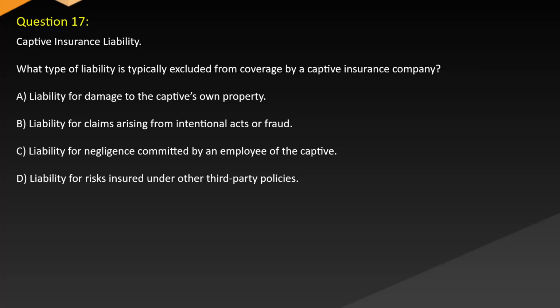Question 17. Captive insurance liability. What type of liability is typically excluded from coverage by a captive insurance company? A. Liability for damage to the captive's own property. B. Liability for claims arising from intentional acts or fraud. C. Liability for negligence committed by an employee of the captive. D. Liability for risks insured under other third-party policies.